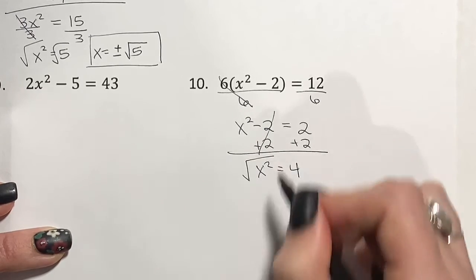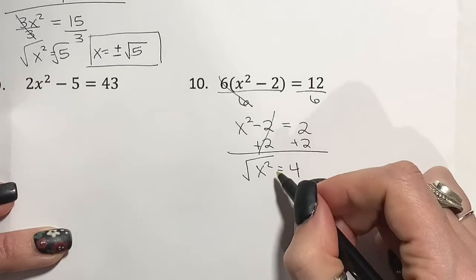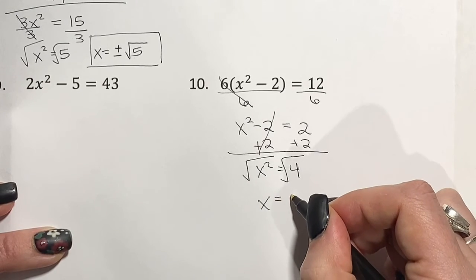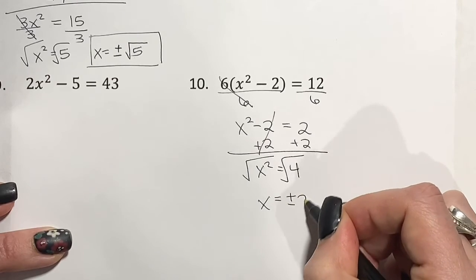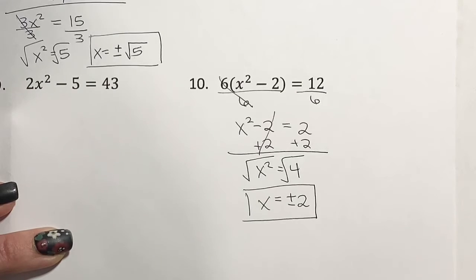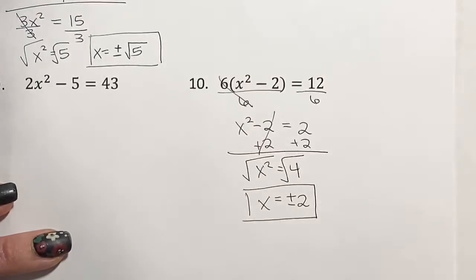And now get rid of that square by square rooting both sides. The square root of 4 is 2 and -2. Or do your little plus or minus 2. And that would be your answer. So that is the square root method for solving quadratics. Again, they work when it's just an x squared and a number.